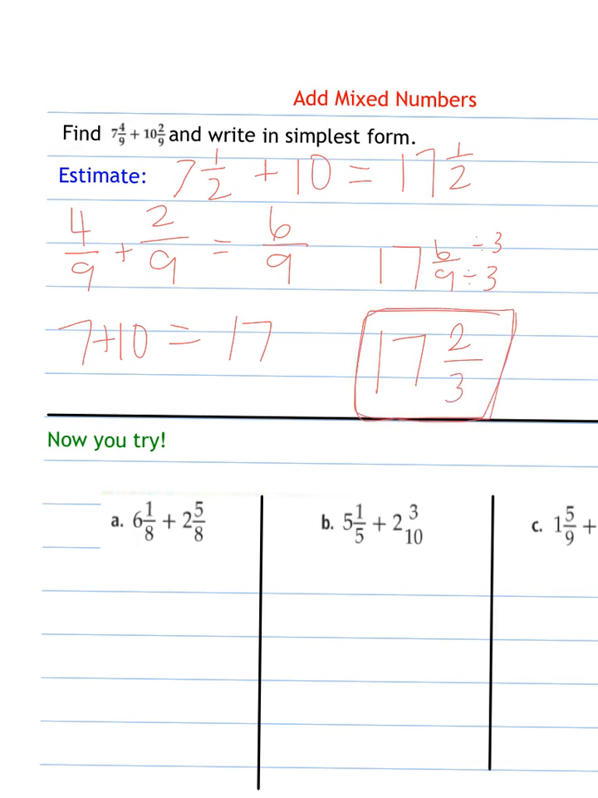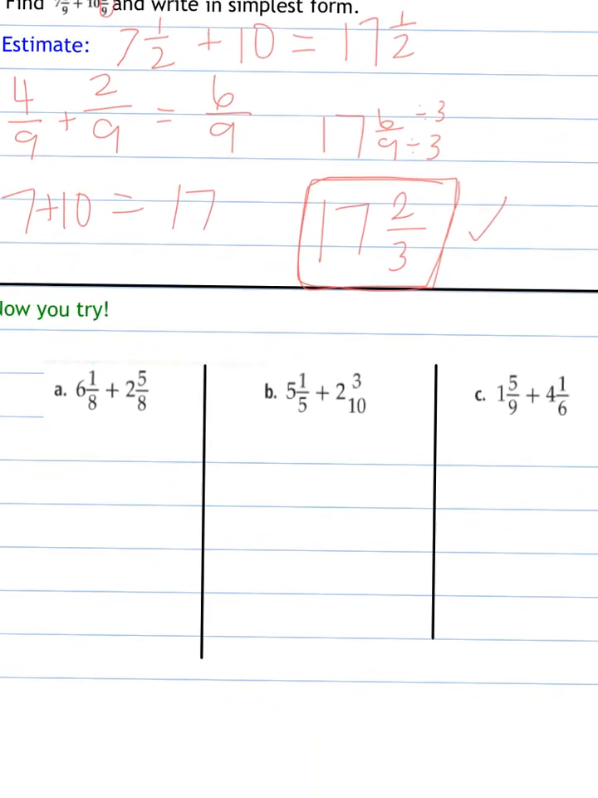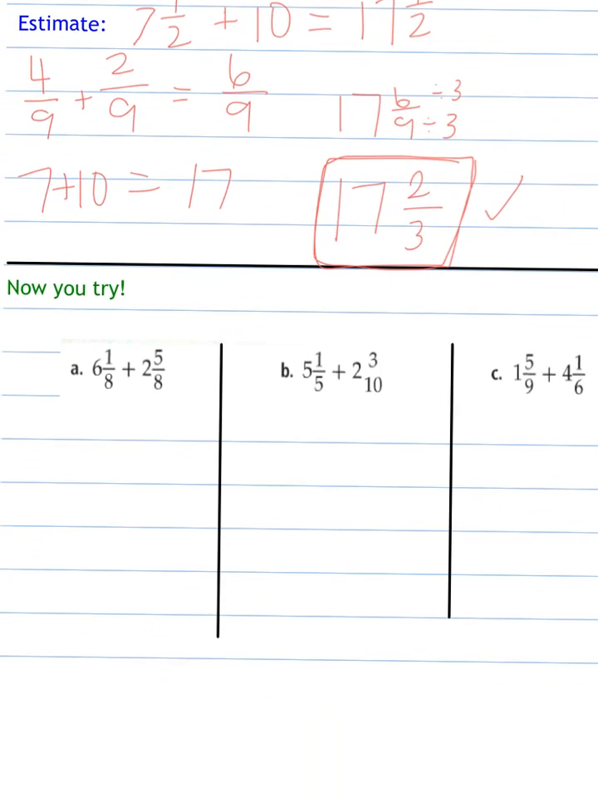Now we go back and look. 17 and 2/3. When I did my estimate, I got 17 1/2. It's a little bit larger than that, which makes sense because we dropped this 2/9 here when we did our estimate. So an answer of 17 and 2/3 does make sense. All right, here are a few for you to try on your own and then come back and check your answer.